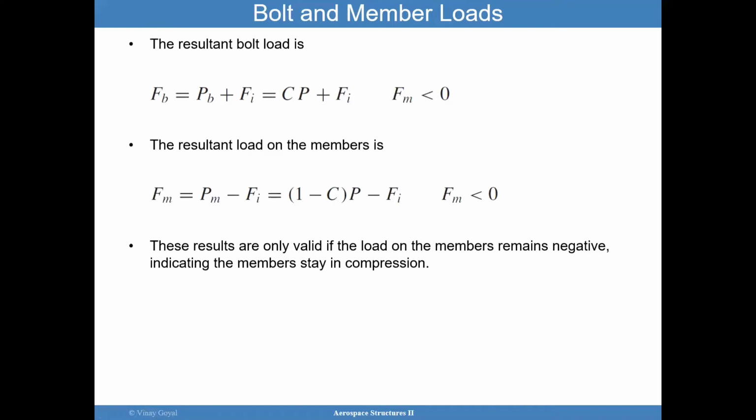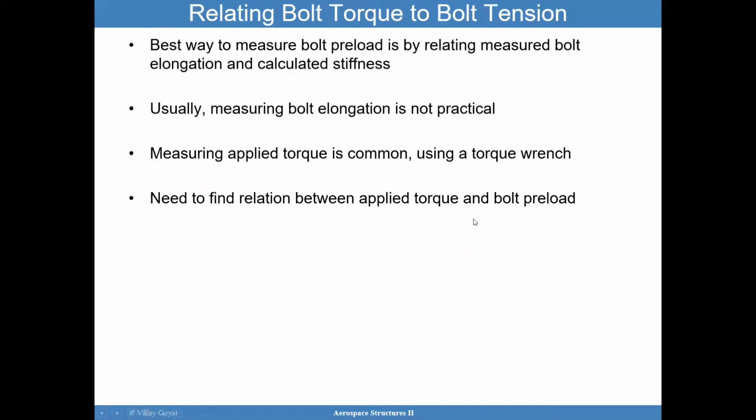Otherwise, we have a situation where the preload may be insufficient, or the bolt is not, or the design is not working properly. So we definitely need the members in compression for this to work. There are some issues related to bolt torque, to bolt tension. The best way to measure bolt preload is by relating bolt elongation to calculated stiffness. But bolt elongation measurement is not practical.